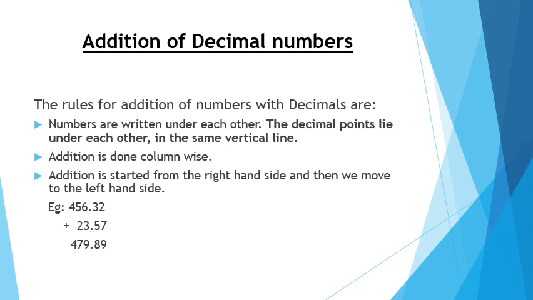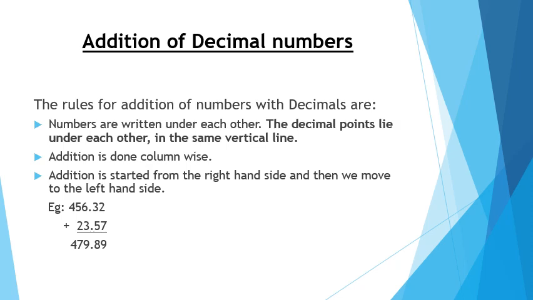We come to addition of decimal numbers. Addition of decimal numbers is quite easy, only we have to be careful about the point. The rules for addition of numbers is that numbers are written under each other. The decimal point lies exactly one below the other in the same vertical line. And then addition is done column wise, and addition is started from the right hand side and we move to the left hand side.